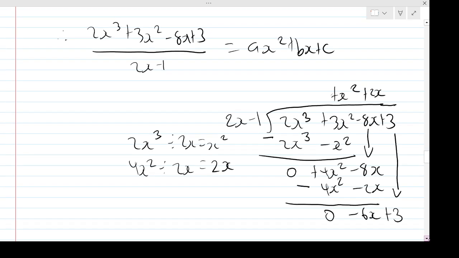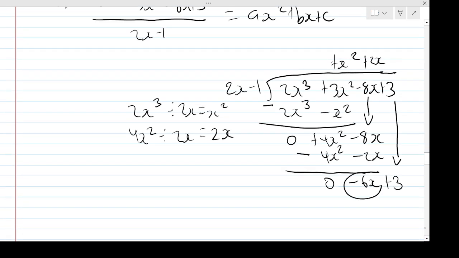And so then my new highest term is minus 6x, right? The highest power is x, so minus 6x divided by the highest term 2x, that's minus 3 on its own. There we are. So then I need to do minus 3 times everything outside. So minus 3 times 2x is minus 6x, and minus 3 times minus 1 is plus 3.